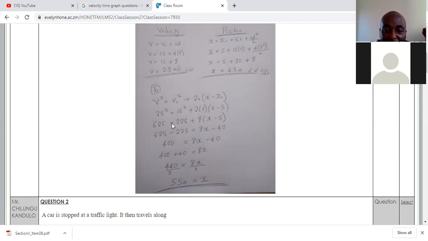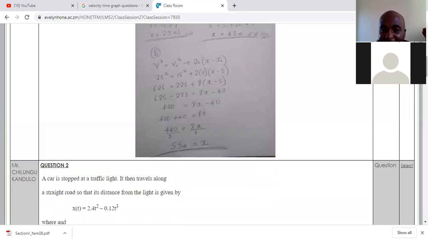So this is 625 equals 225 plus 8, open brackets, x minus 5, close brackets. 400 equals 8x minus 40. When the 40 crosses, it becomes plus 40, so you have 440. Then we divide by 8, and we will get x equals 55.